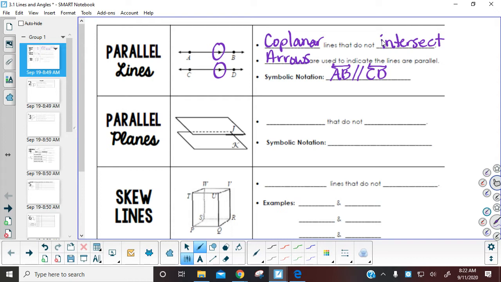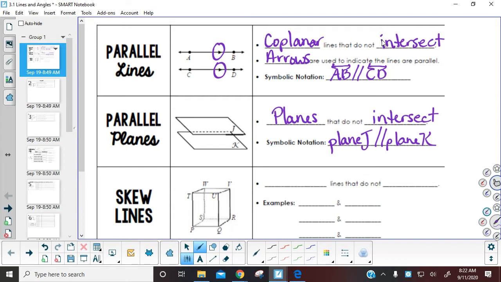Now, parallel planes, that's something, again, that you're probably familiar with. If you think about within a room, you have a ceiling and a floor. Those planes are considered parallel. Those are just planes that do not intersect. So if we look at our picture to the left, we have plane J. Remember, we can use that capital cursive letter. And then we also have plane K, and those are parallel. So again, you have that symbol for parallel in there.